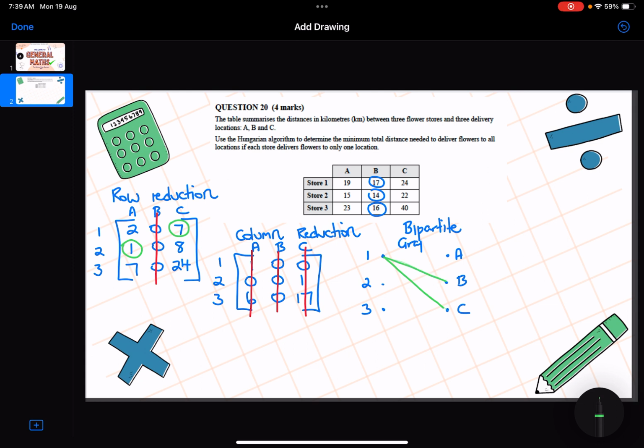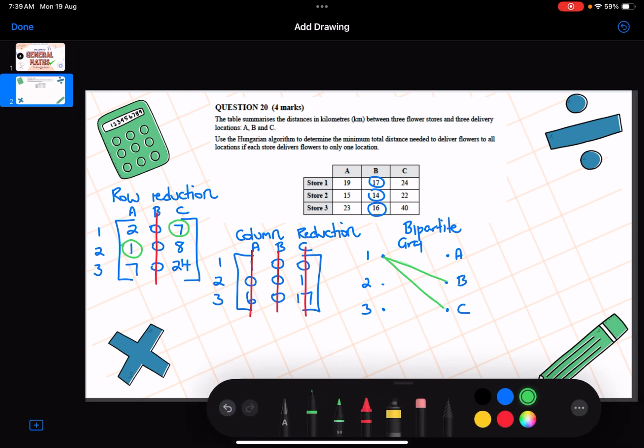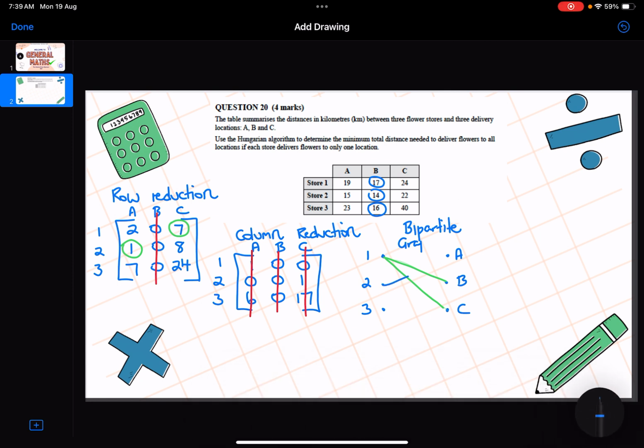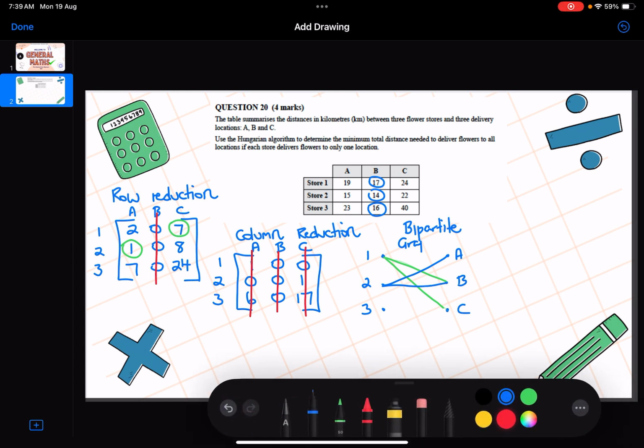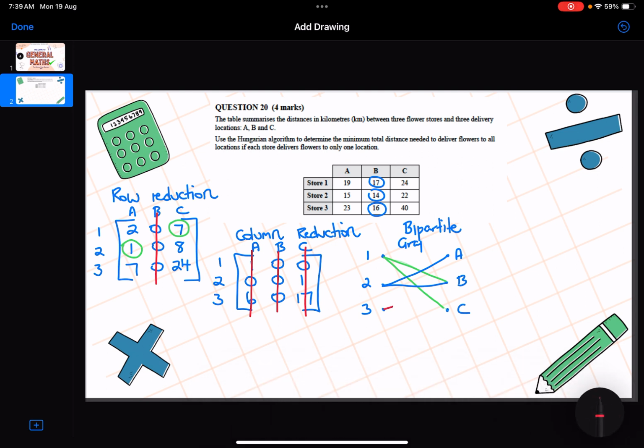Okay, for store 2, you can see the 2 zeros here. So store 2 has to connect to A and B, so we'll change the colour to make it a bit easier. Store 2 has to connect to A, and store 2 has to connect to location B. For store 3, it connects to location B. Okay, so now we've completed the bipartite graph.